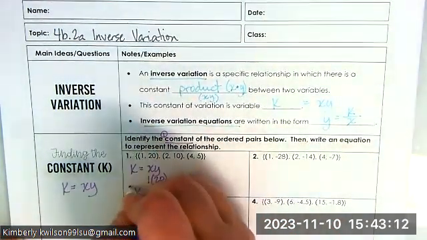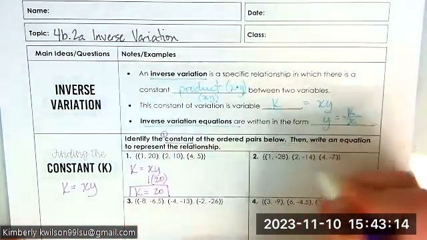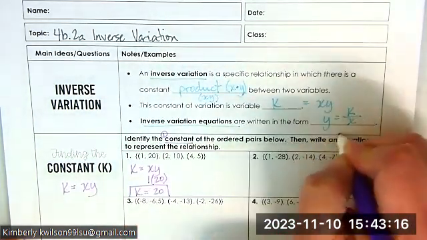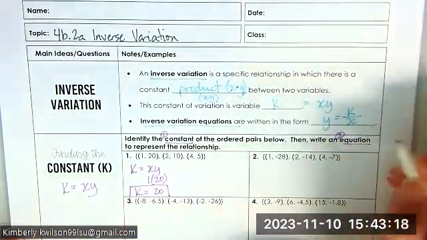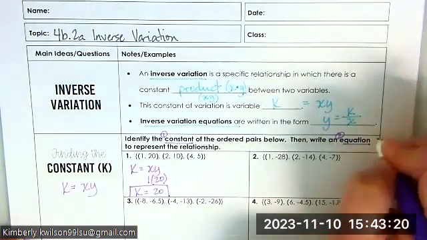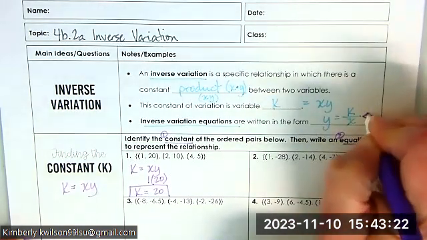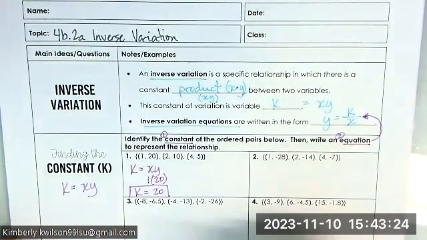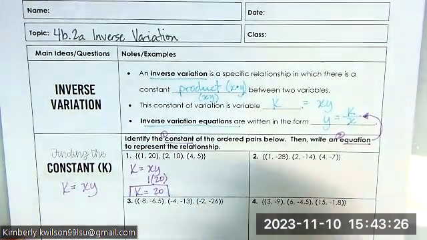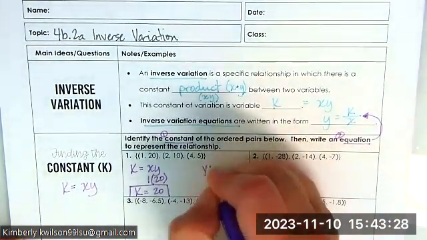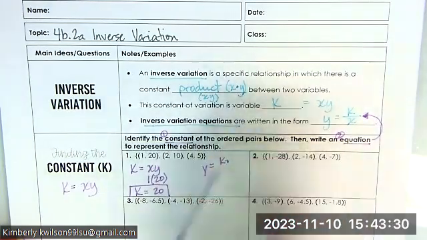Part 2 is where we are writing the equation. Remember that the equation is in the form of y equals k over x. So once I know what the k is, I just plug it into the formula.